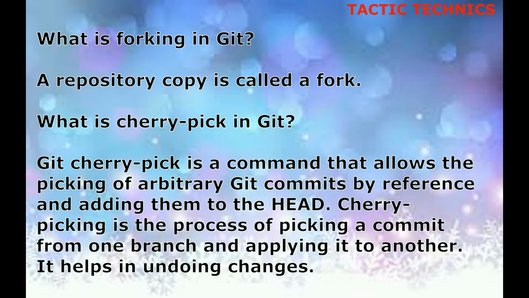What is forking in Git? A repository copy is called a fork. What is cherry pick in Git? Git cherry pick is a command that allows the picking of arbitrary Git commits by reference and adding them to the HEAD. Cherry picking is the process of picking a commit from one branch and applying it to another. It helps in undoing changes.